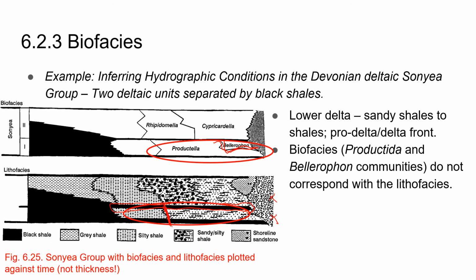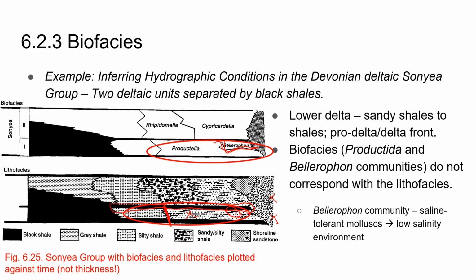That's kind of strange. That means we're finding Protectella here and only the Bellerophon here. So why is Bellerophon only up in this area? And it's in the same rock type. Bellerophon communities, those types of mollusks, are actually what we call saline tolerant. So they don't live in high saline environments. They live in low salinity environments.